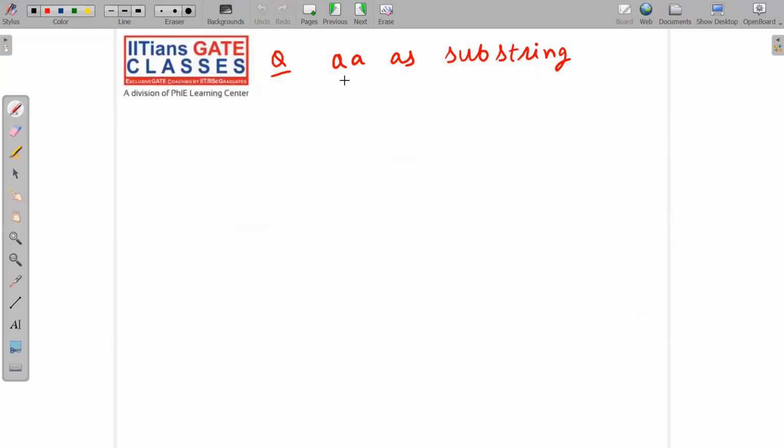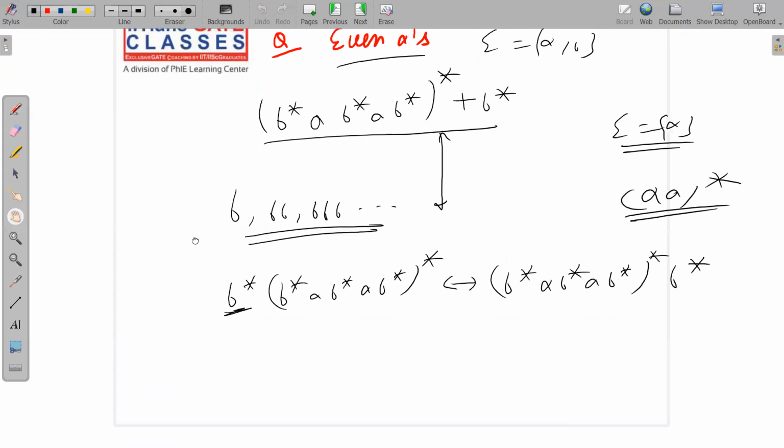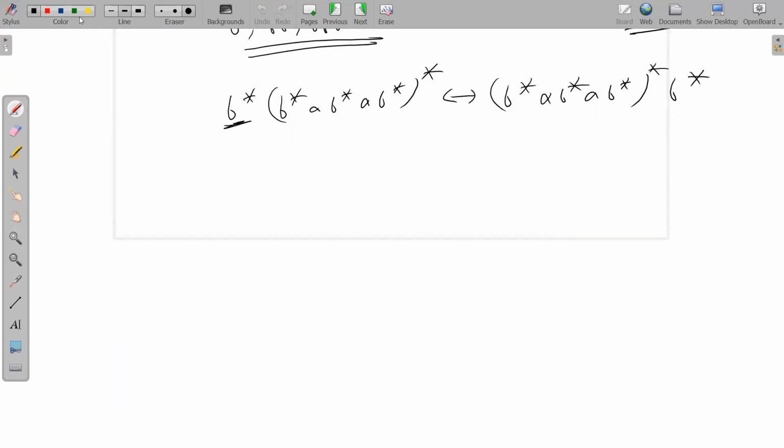Okay, next, double A as substring. But I think I have not written odd A's. I have forgotten odd A's, so let me show you. What about my odd A's? Just try to note it down. Odd A's. Okay, this is a simple task. Even we have already written: B star A, B star A, B star star. These are for even A's.